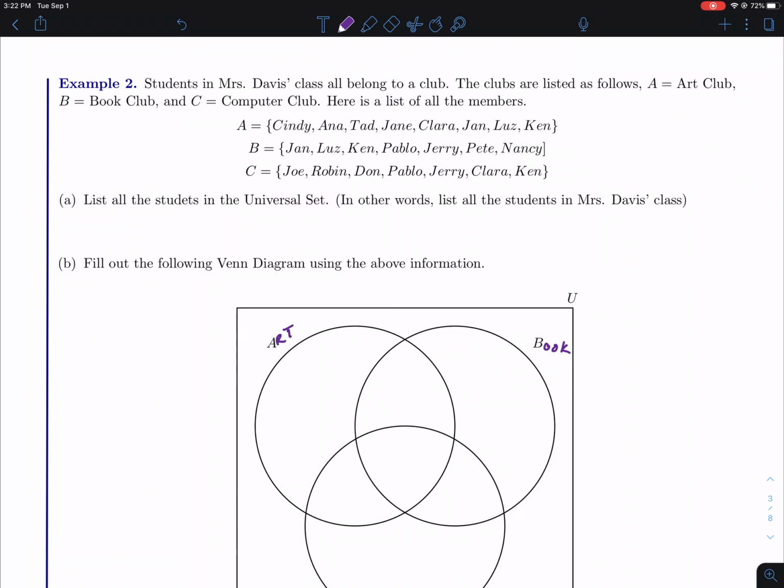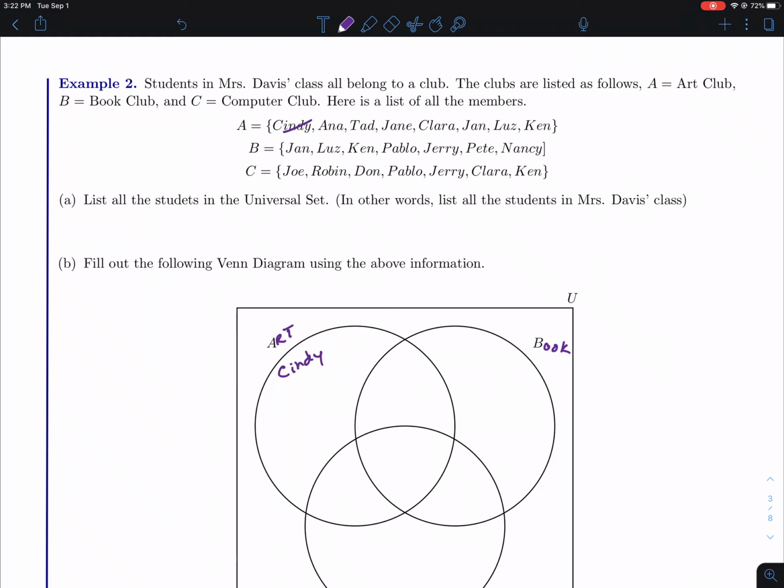So let's start with Cindy, figure out where Cindy goes. So it looks like Cindy is only in the art club. So let's put Cindy over here. And again, I'm going to scratch these off as I use them so that way I don't forget anybody as we go along.